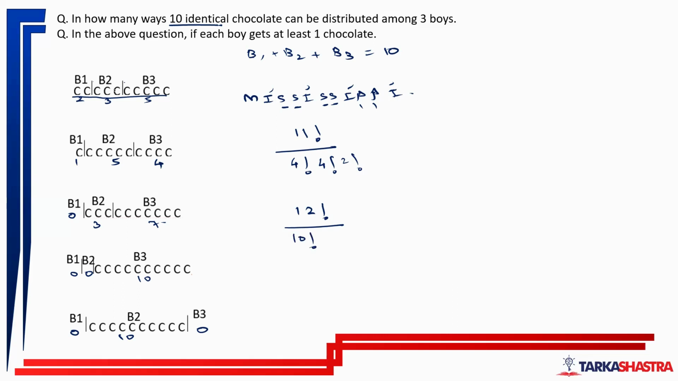And if there are 2 identical bars, I divide it by 2 factorial. Like this. What is this? It is 12C2. And this is the formula for 12C2.